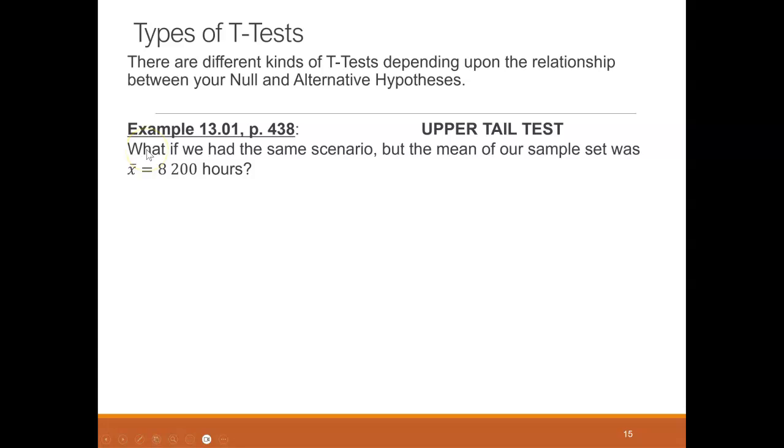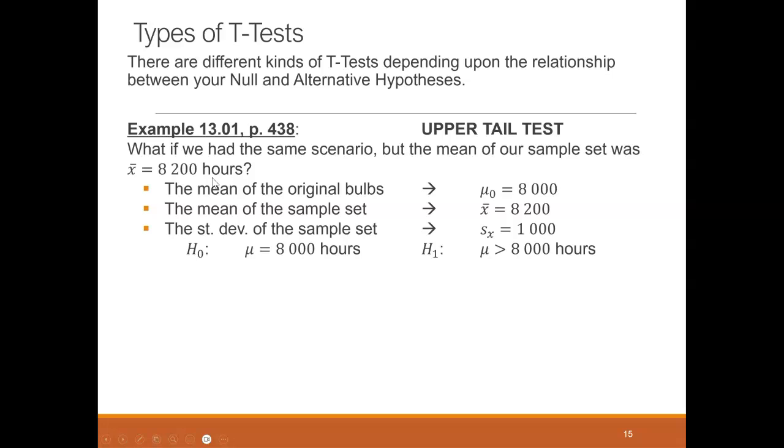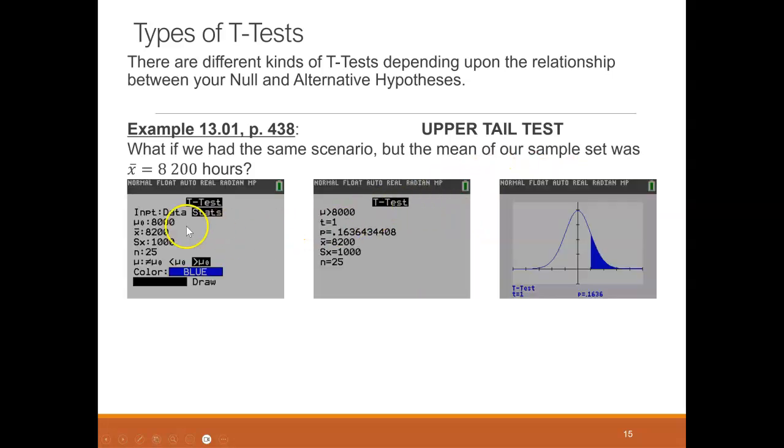So say we had that same scenario with the light bulbs, but this time our sample mean had 8,200 hour average. So that's our sample, that's our new light bulbs. Everything else stayed the same. We set it up, and I run and look at the probability here. Like 16%, right? Here you can see when you do the draw, you can really see some area shaded. Again, this is still an upper tail.